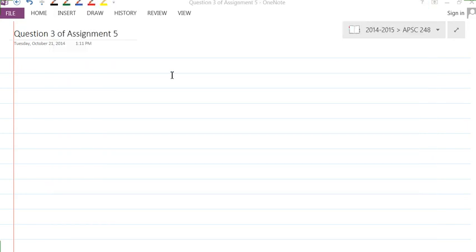Hey guys, just want to give you a quick tutorial on question 3 of assignment number 5. Actually, it's not that difficult. I just gotta do it in the right way though. So this is basically a Lagrange multiplier or constrained optimization problem.